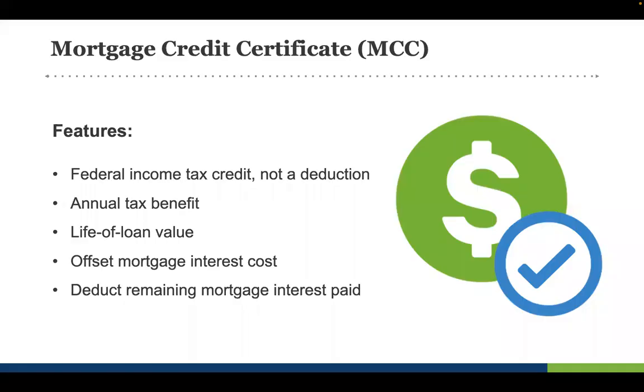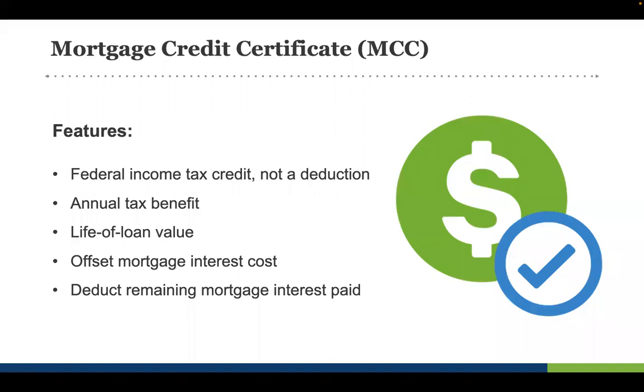This is not at-closing help. This does not happen at closing. Now, you do have to get all of these programs at closing. You cannot retroactively go back and get down payment assistance, nor can you retroactively go back and change your mortgage or get a mortgage credit certificate. But an MCC is a federal income tax credit. So in addition to the standard mortgage interest deduction, the MCC allows you to claim a certain portion of your mortgage interest as a tax credit. And it's also good for the life of the mortgage that it came with.